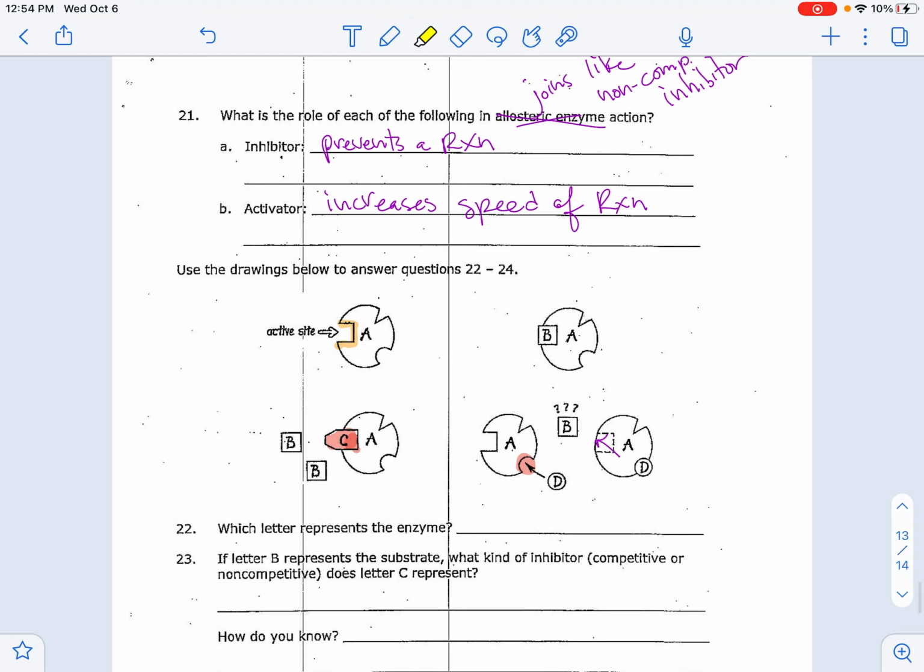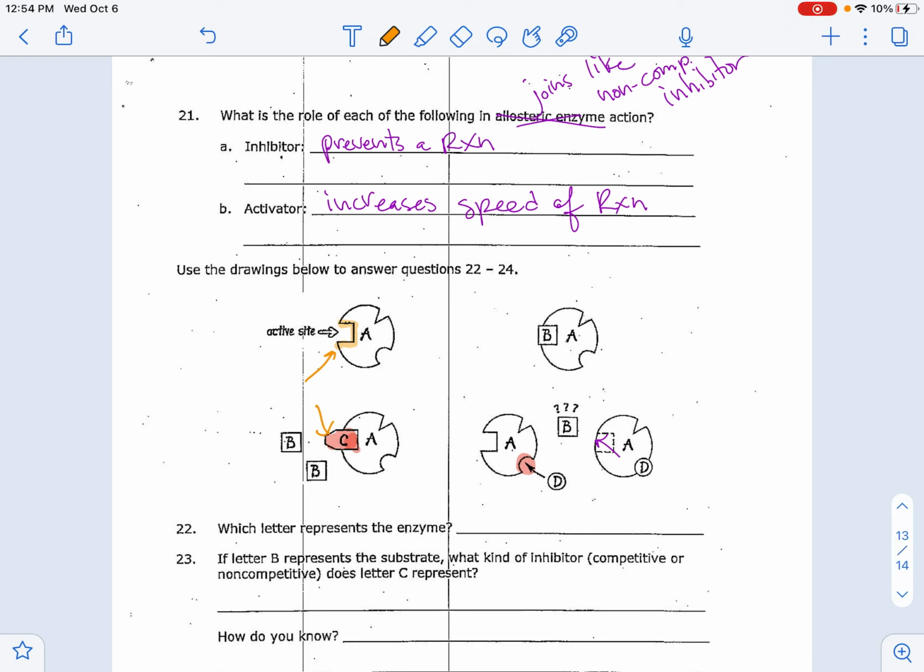I really like this picture right here. This is competitive and non-competitive. So here's the active site. I have it in orange right there. So B should match at that active site. But in this case, this guy, C, competes, that's the word, competes with the active site right there, and B can't get in there. B can't get broken down.